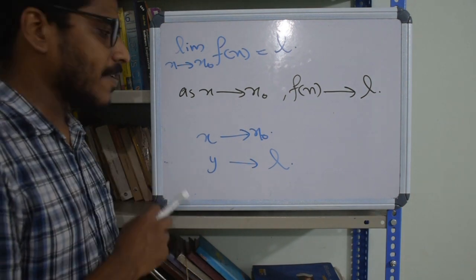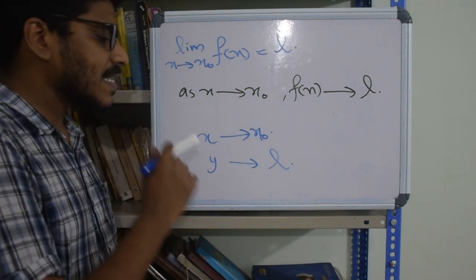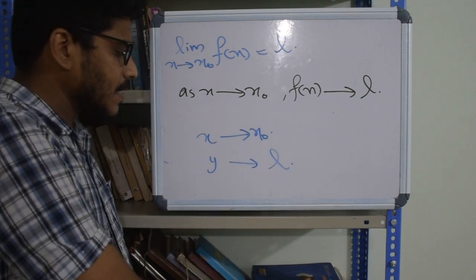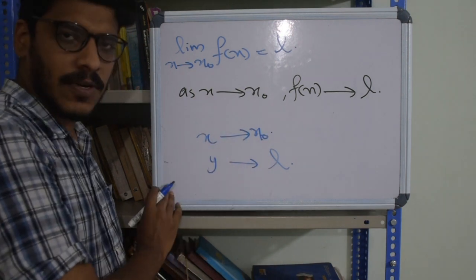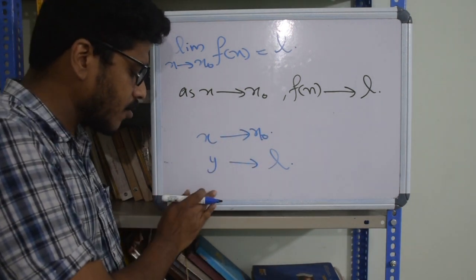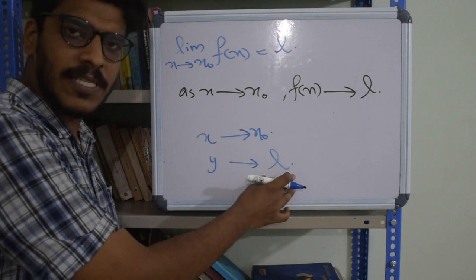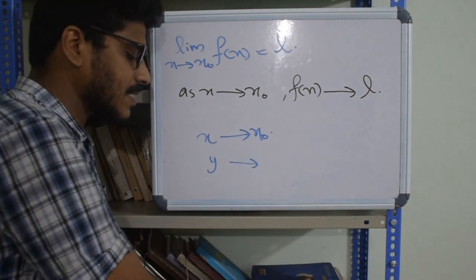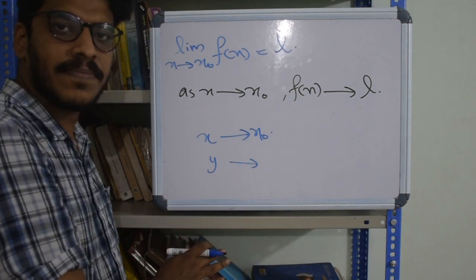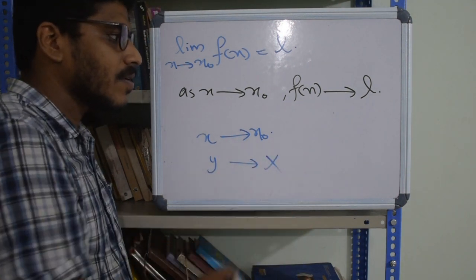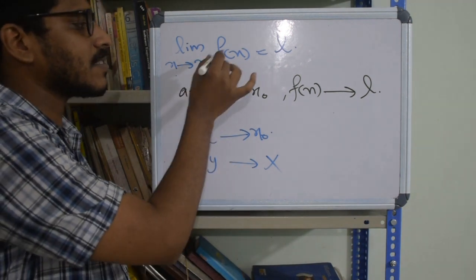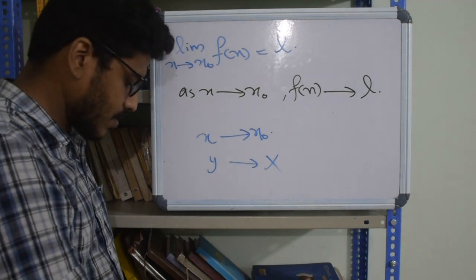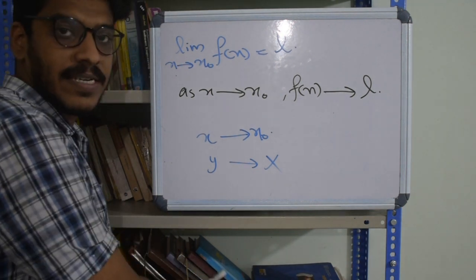Before moving any further, is it necessary that there always exists such an L? Suppose we let x move towards x0. Is it necessary that the value of y or f of x tends to a particular real number? Need not be. There can be no number such that y tends to that number. Right. In that case, we say that the limit x tends to x0, f of x does not exist.